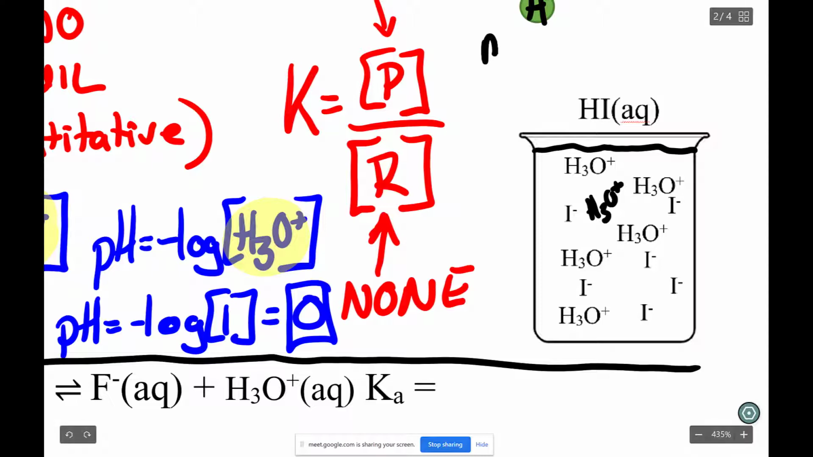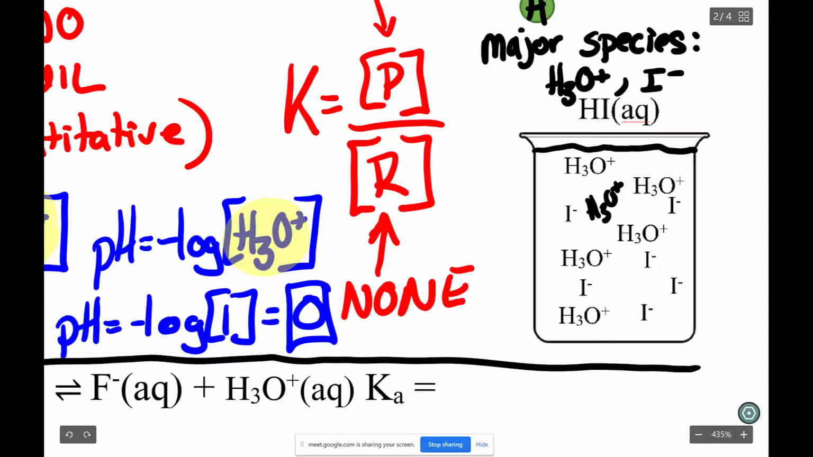So I would say that the major species involved is H3O plus and I minus. This is true for all strong acids. All strong acids ionize 100%, and all of them have the major species of their products, which would be H3O plus and their conjugate base. In this case, the conjugate base would be the I minus.